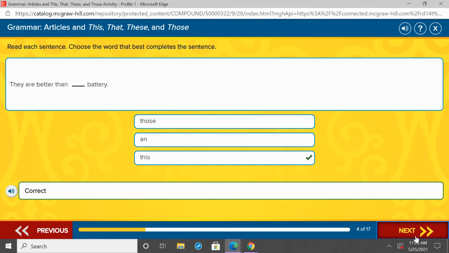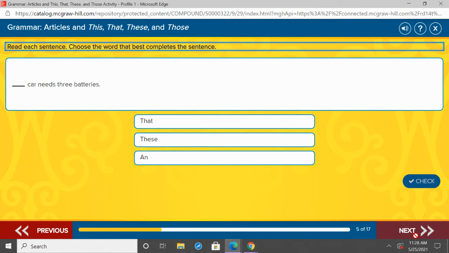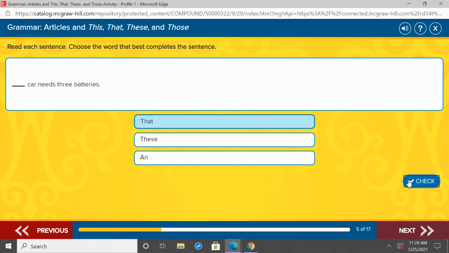Good job. Blank car needs 3 batteries. So we're talking about car here, so that's singular. So that car needs 3 batteries. These car need 3 batteries. Well, that doesn't make sense. It's talking about plural. Or an car needs 3 batteries. Well, an is used whenever we have a vowel, and C is not a vowel. So that car needs 3 batteries.